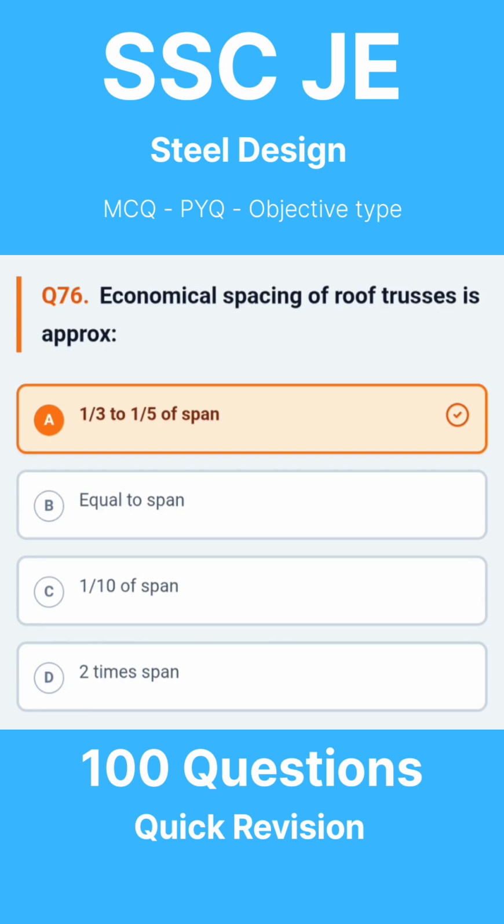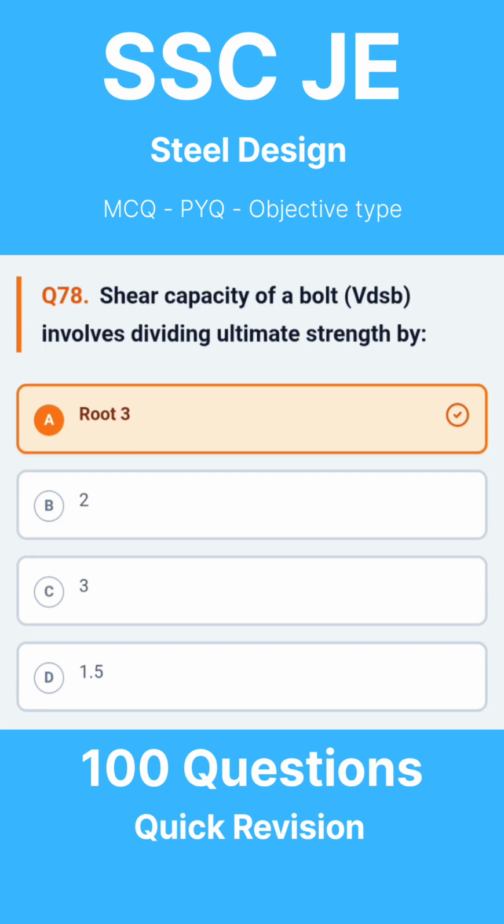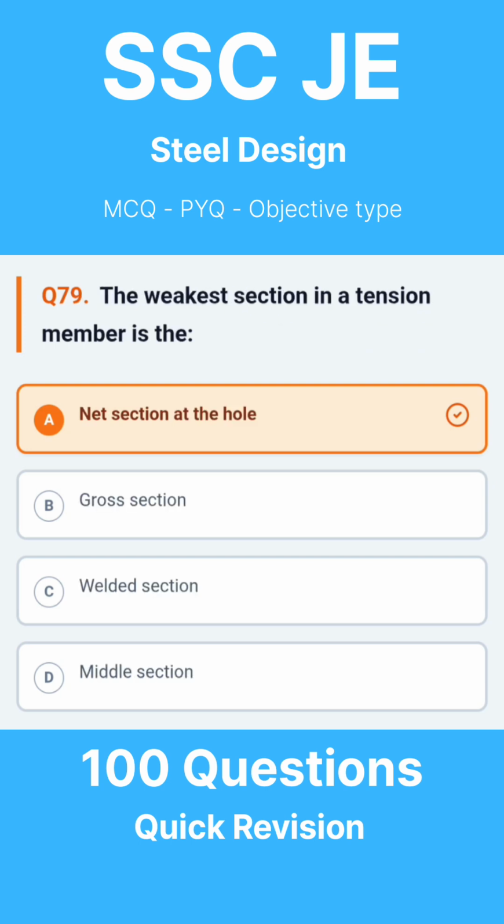Question 76. Economical spacing of roof trusses is approximately. The correct answer is 1/3 to 1/5 of span. Question 77. Bolt value is the. The correct answer is minimum of shear capacity and bearing capacity. Question 78. Shear capacity of a bolt, Vdsb, involves dividing ultimate strength by. The correct answer is √3. Question 79. The weakest section in a tension member is the. The correct answer is net section at the hole.